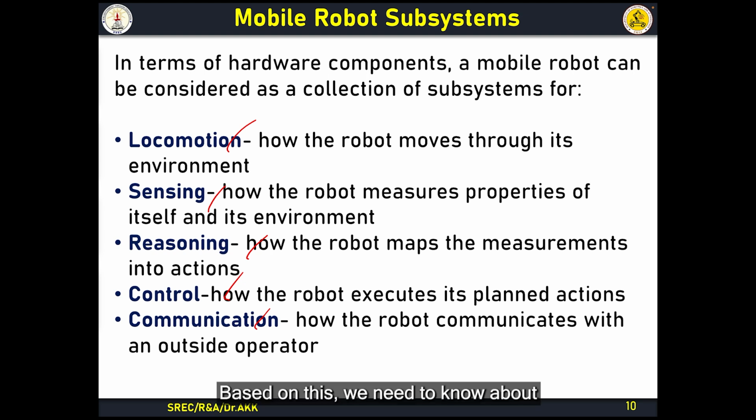And sensing, how the robot measures properties of itself as well as the surrounding environment. Based on this, we need to know about the reasoning, how the robot maps the measurements into actions. So based on these actions, we need to control the mobile robots. That's how the robot executes its planned actions. And communication, how the robot communicates with an outside operator. So these are all the mobile robot subsystems in terms of hardware components.